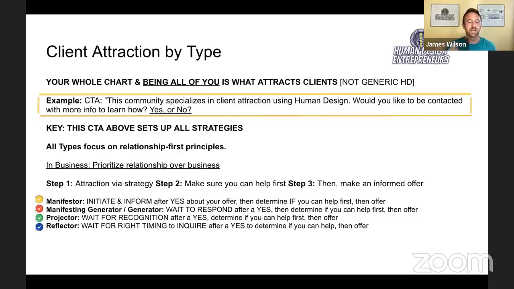Because you can talk all day about the theory behind it, but everybody ultimately wants to know the how. How do I do this? How do I solve this particular problem? And then very clear is yes or no. This is where you're giving people the opportunity to opt in or out, to qualify themselves in or out of your offer.